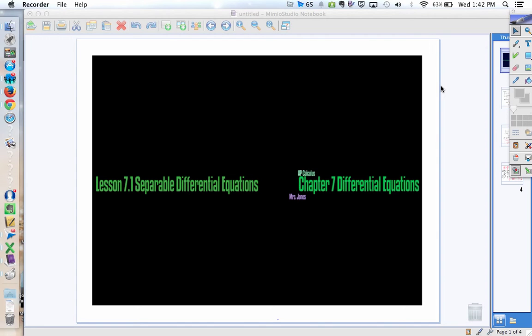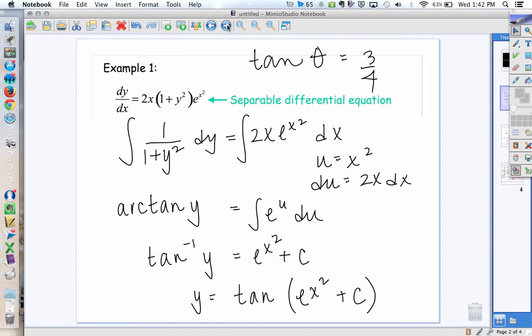So you just watched a video on separable differential equations, and now I'm going to show you how to solve them with a particular solution. So this is Chapter 7, continuation of Lesson 1. So here's the first example.